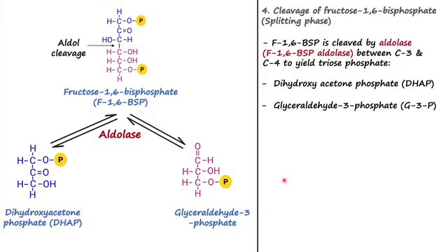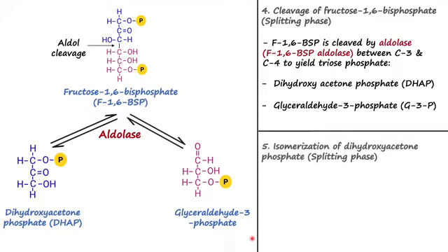Now another thing you need to remember about this reaction is that dihydroxyacetone phosphate cannot enter into the third phase of glycolysis, which is the energy generation phase. Only glyceraldehyde 3-phosphate can enter into the third phase of glycolysis. Therefore, dihydroxyacetone phosphate must convert into glyceraldehyde 3-phosphate in order for glycolysis to continue.